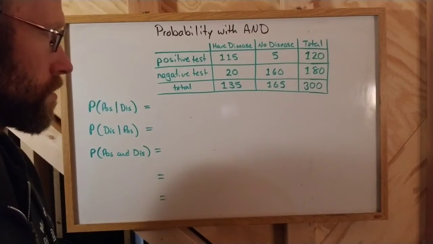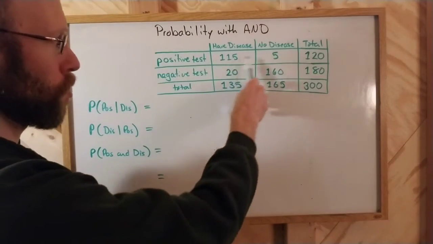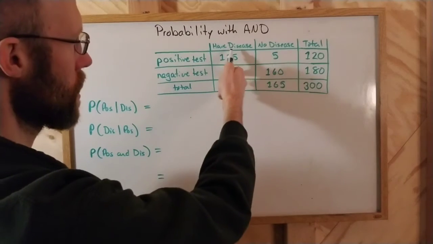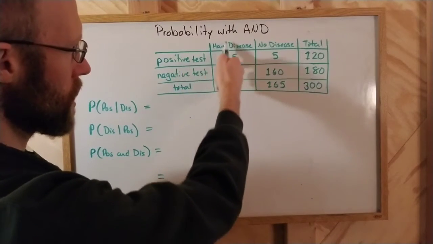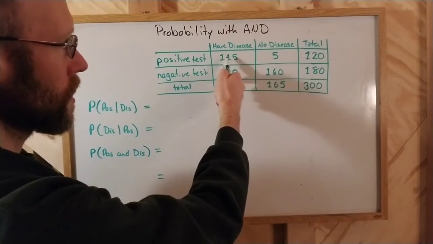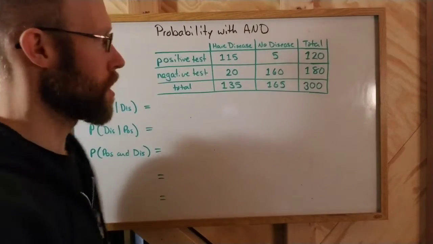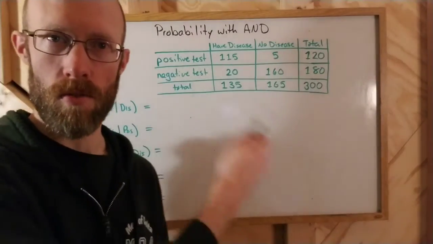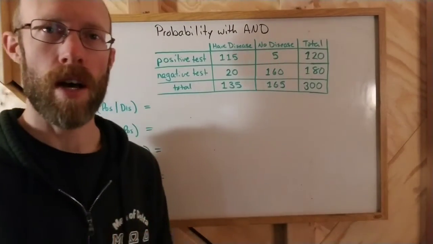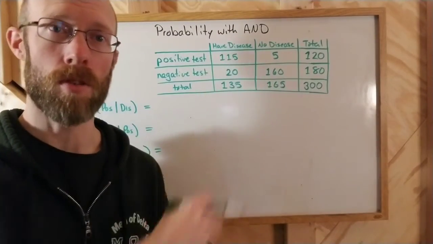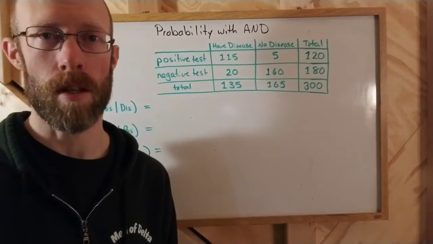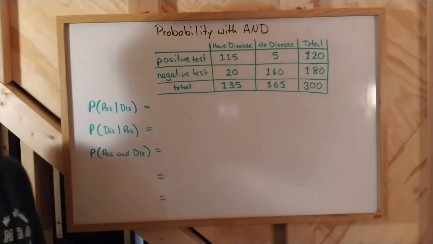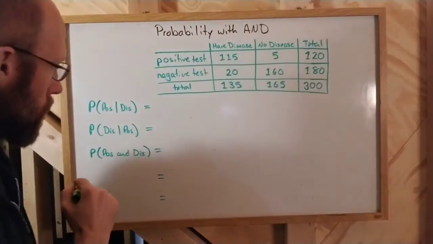Each of these four main boxes shows a category. If you went in and got tested and had the positive test and had the disease, that's 115 out of the 300 tests. If they tested positive and did not have the disease, that was 5 out of 300 tests, and so forth. You'll see a lot of these sorts of tables, and you can find conditional probabilities and other probabilities based upon these tables. Okay, so let me go down the list here. I've got a couple written out.